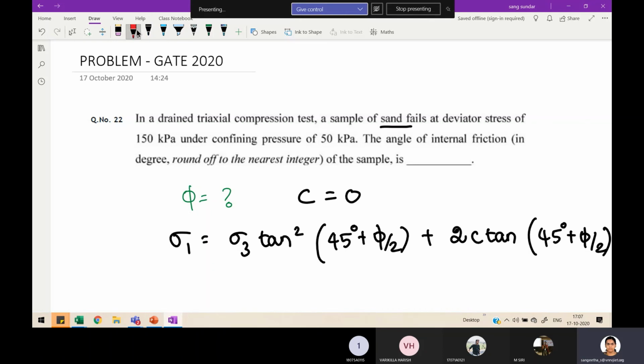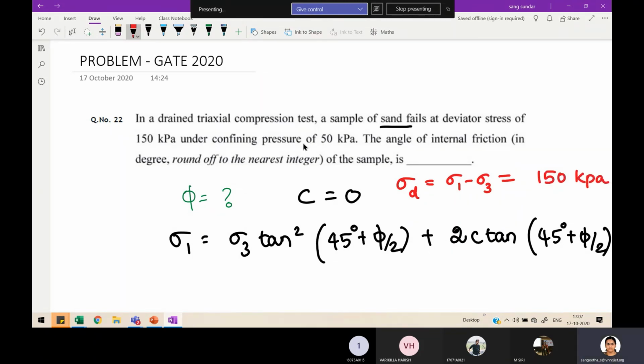So what are the other given parameters from the question? Deviator stress they mentioned. Deviator stress is sigma A or sigma D, so we take it as sigma D. Sigma D is nothing but sigma 1 minus sigma 3. First cell pressure is applied, then deviator stress is applied. So deviator stress at failure is 150 kPa.